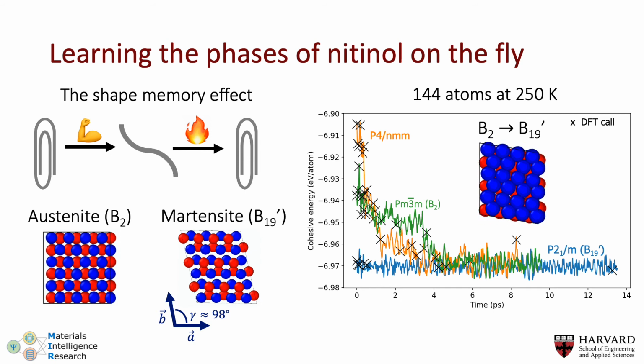The black X's in this plot are calls to DFT. You can see initially there's, in each case, a cluster of calls as we get a good model. Since we're starting from scratch, nothing is initially included in the training set. As the simulation unfolds, we need less and less data until eventually it essentially runs on its own without making calls to DFT.